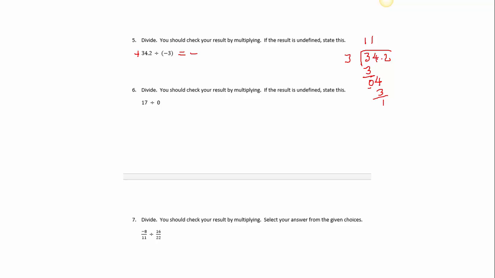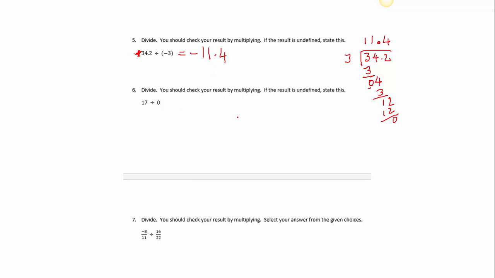Remainder is 1. Now we have the decimal. Move the decimal up here. Bring down the 2. 12 divided by 3 is 4. 4 times 3 is 12. Remainder 0. Now this is a negative 11.4 because a positive divided by a negative equals a negative.